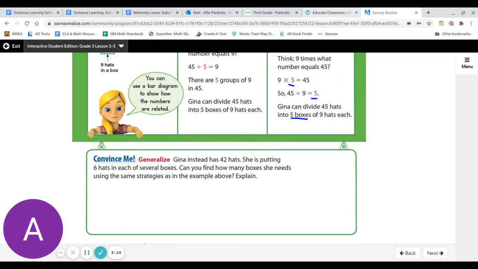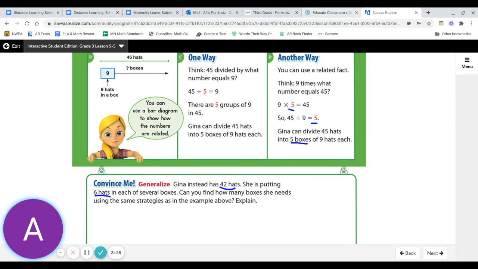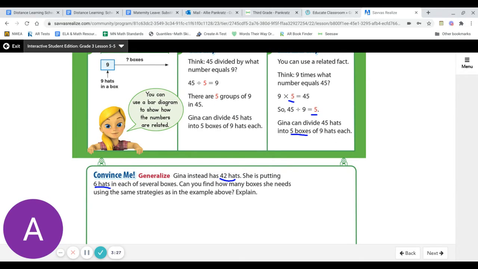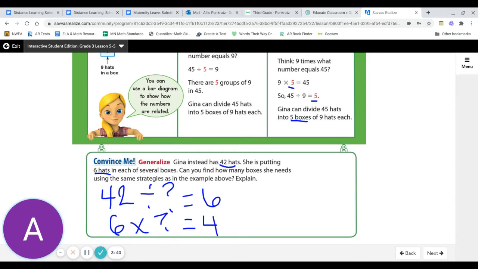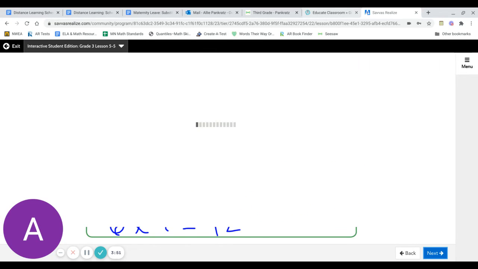Let's look at the bottom. Convince me, generalize. Gina instead has 42 hats. She's putting 6 hats in each of several boxes. Can you find how many boxes she needs using the same strategies in the example above? So we can think about the part C that they did the one way. We thought about 42 divided by what equals 6. So then when we think of multiplication, we can think 6 times what equals 42. I know 6 times 7 is 42. So I know that she will need 7 boxes. She puts 6 in each box to get to 42.